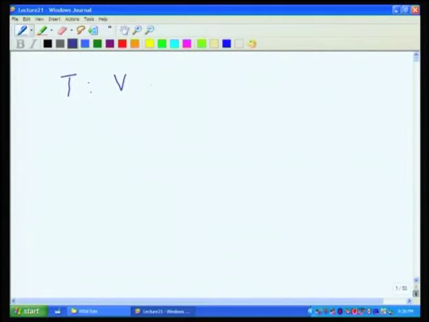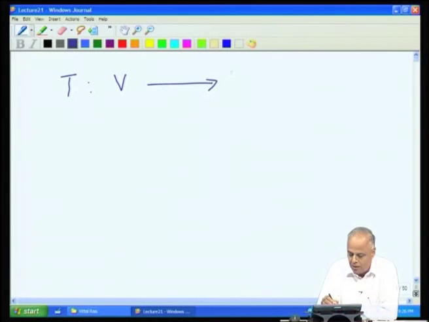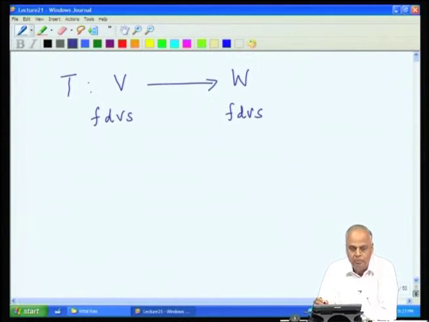We have been looking at linear transformations T from a finite dimensional vector space V to a finite dimensional vector space. So, let us say V is a finite dimensional vector space, W is a finite dimensional vector space, and we have a linear transformation from V to W. We assume that both these vector spaces are vector spaces over a field F.